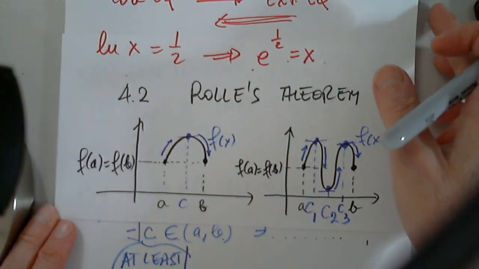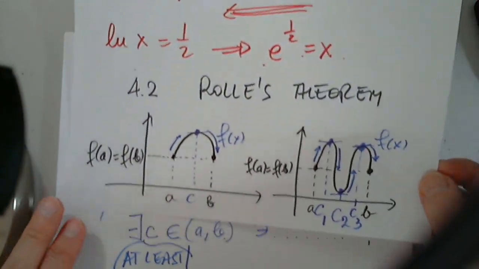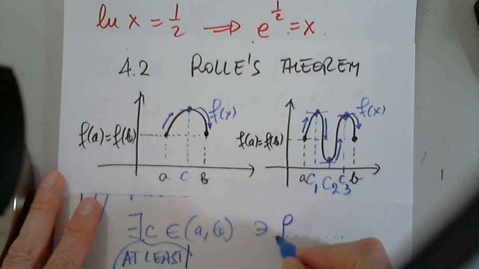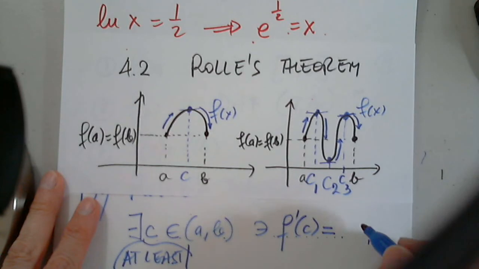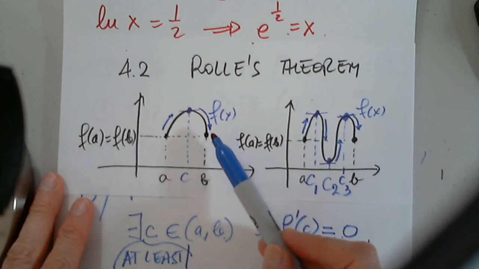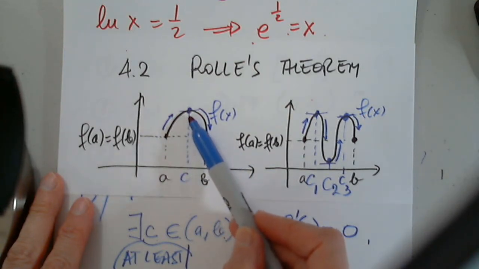Such as what? A max, a minimum. Such that? Zero. Exactly. In other words, if a function is continuous and differentiable, and it starts at the same point it ends, it must have a turn, at least one.